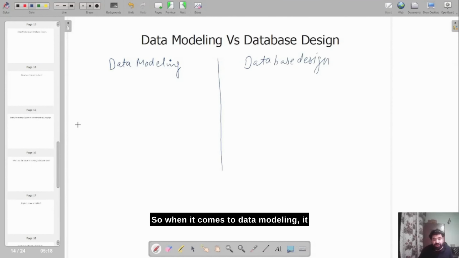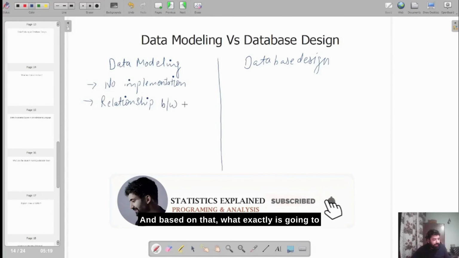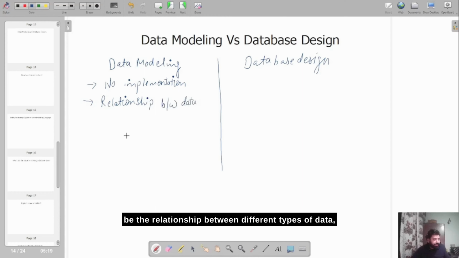When it comes to data modeling, it basically does not have any sort of implementation. This is the first thing you need to remember. There is no implementation. It's all about getting an idea how exactly this is going to be. The next thing is this is based on the relationship between data models. There are different data models, and based on that, what exactly is going to be the relationship between different types of data is going to take place.